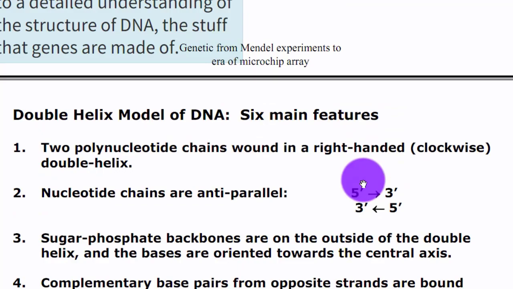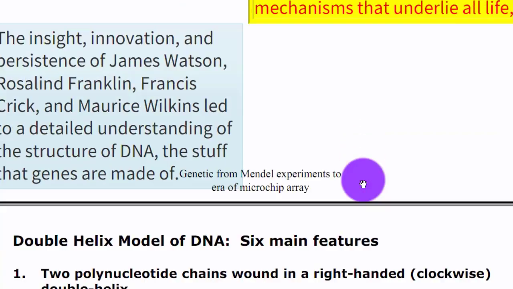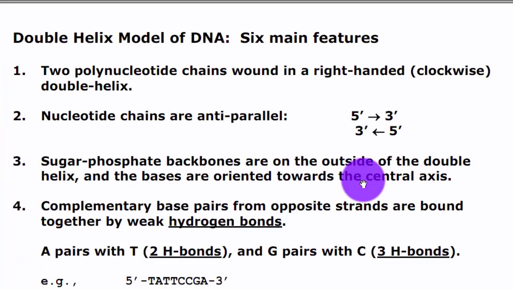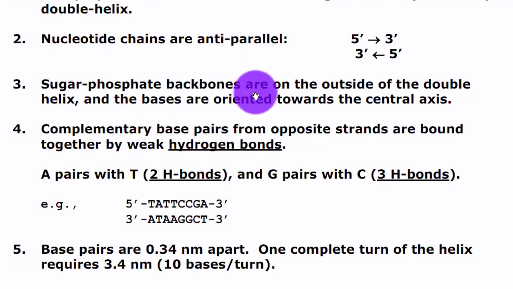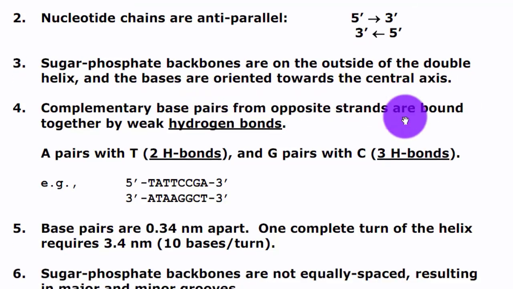All their knowledge was integrated to discover the helical structure of DNA. The double helix model of DNA has 6 main features. Two polynucleotide chains are wound in a right-handed, clockwise double helix. The nucleotide chains are anti-parallel, 5 to 3 and 3 to 5. The sugar phosphate backbones are on the outside of the double helix and the bases are oriented toward the central axis.